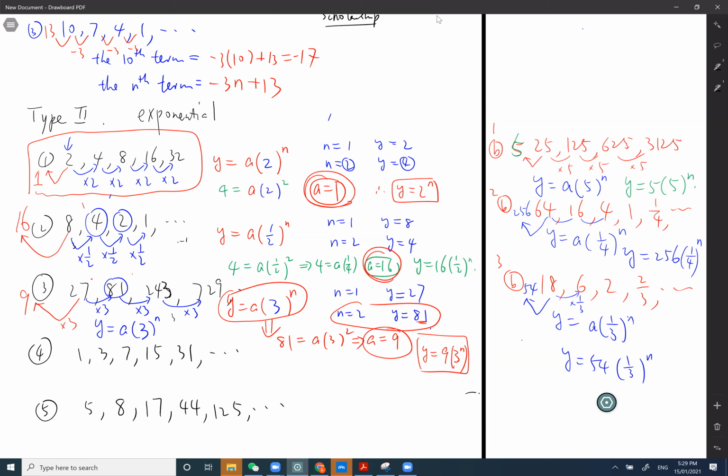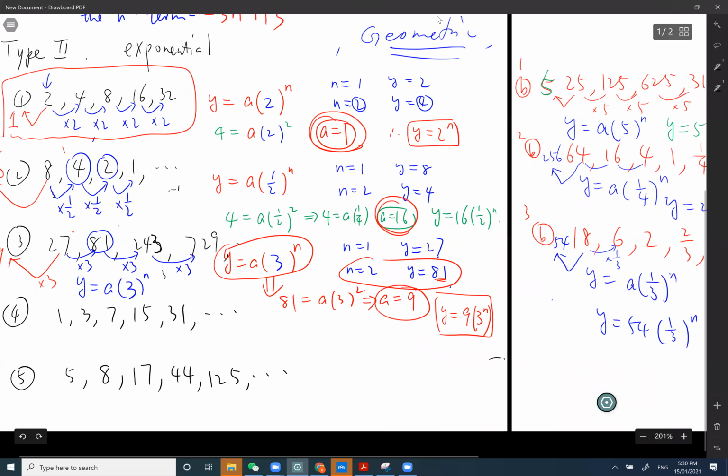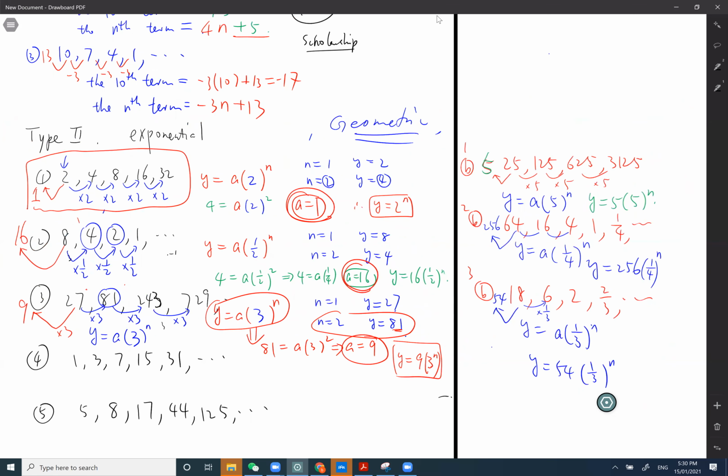Okay, with this hard type. This is a hard one. In NCEA it is excellent. Okay, NCEA excellent. In Cambridge, we call it geometric. Geometric. Number 4 and 5. Harder.